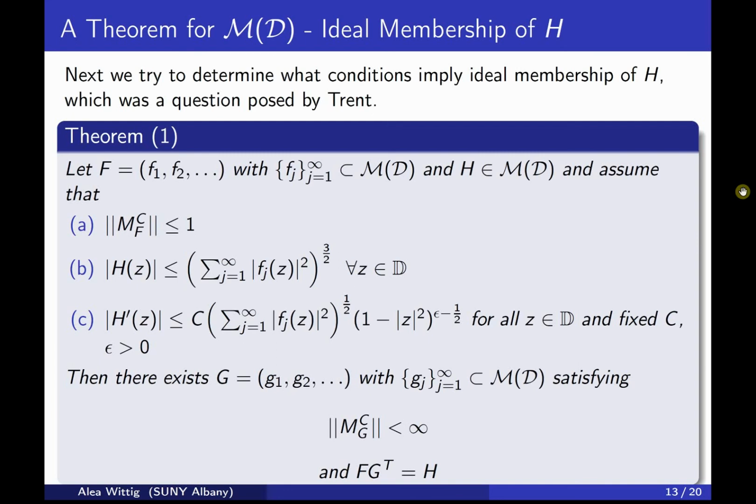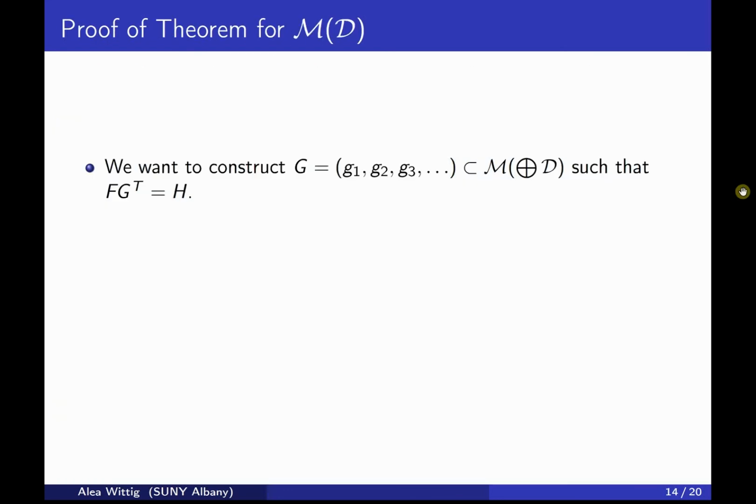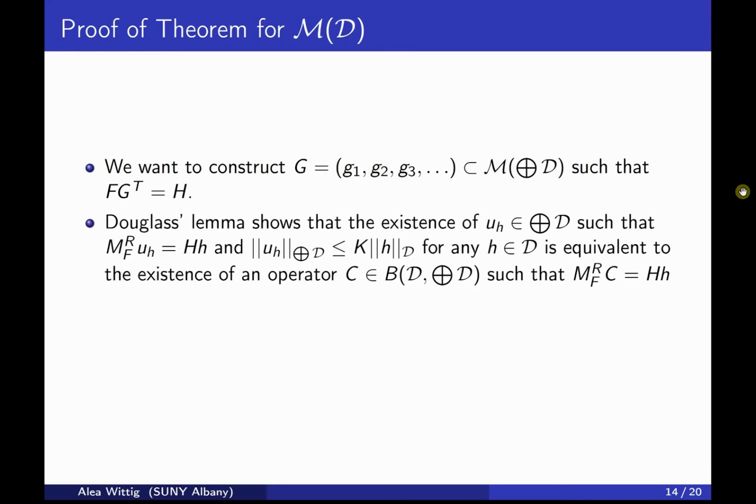So the proof of the theorem follows the same structure as Wolff's proof of the Corona theorem, and we want to construct G in the multiplier algebra of the L2 Dirichlet space such that FG^T is equal to H. Douglas' lemma shows the existence of a bounded L2 Dirichlet function UH where row multiplication by F gives H is equivalent to the existence of a bounded operator C taking the Dirichlet space to the L2 Dirichlet space where row multiplication by F gives H, right?